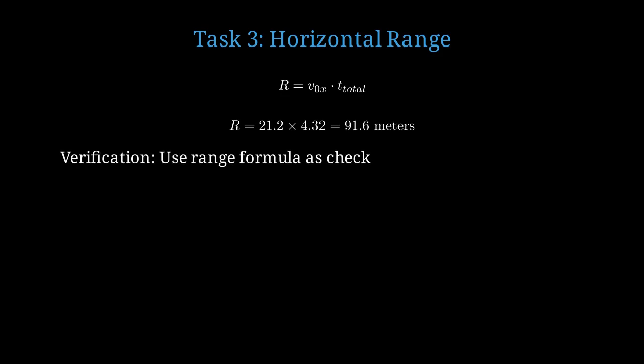Verification check. The theoretical range formula for 45 degrees should give the same result. V0 squared over g equals 30 squared over 9.8 equals 91.8 meters. Within rounding error, verification passes.